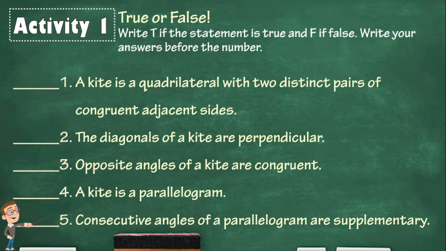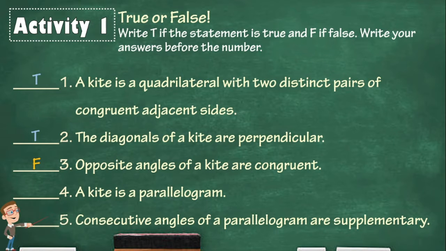For the first number, a kite is a quadrilateral with two distinct pairs of congruent adjacent sides. Is it true or false? The answer, true. Number 2, the diagonals of a kite are perpendicular. The answer, true. Number 3, opposite angles of a kite are congruent.